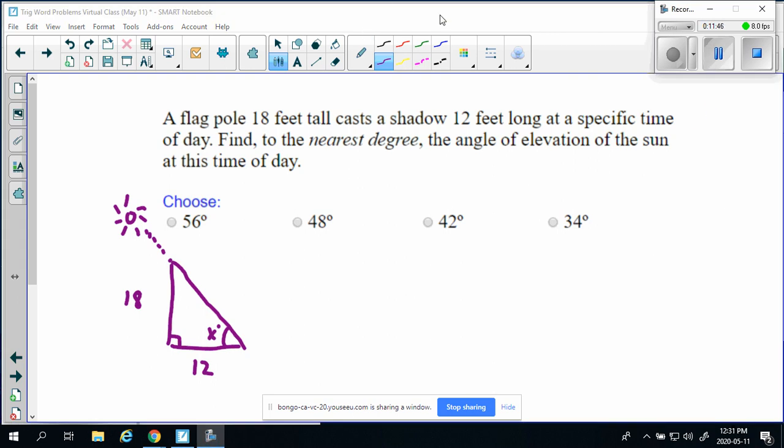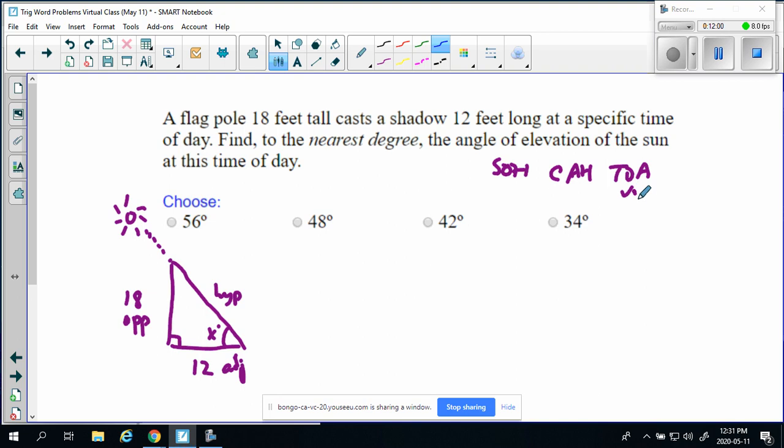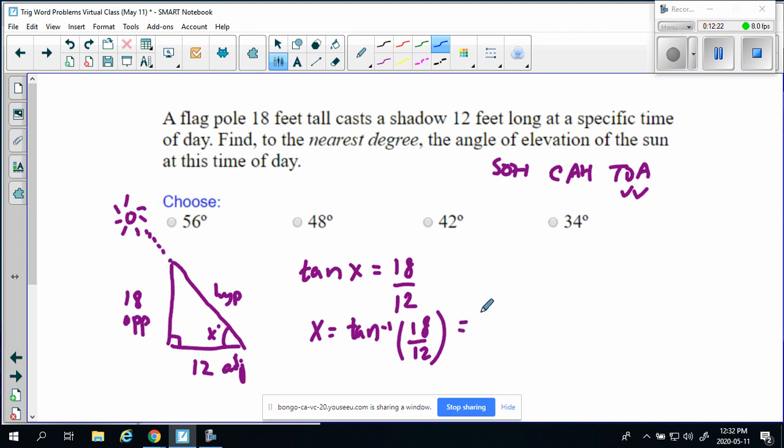Always your first step is to label the triangle. If you label your triangle incorrectly, things are going to go badly. So here's the opposite, here's the adjacent, and here's the hypotenuse. Now, because we're using opposite and adjacent, SOHCAHTOA means we're choosing tan. So tan of x is 18 over 12, opposite over adjacent. And then to get x by itself, you're going to have to take the tan inverse of both sides. So tan inverse of 18 over 12 in brackets is 56 degrees. This is the one.